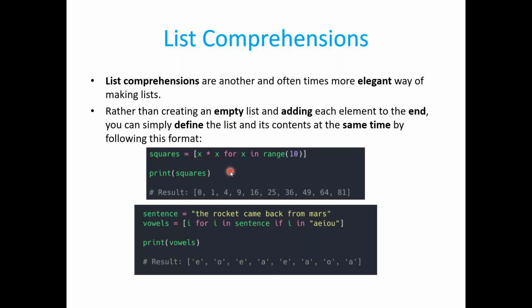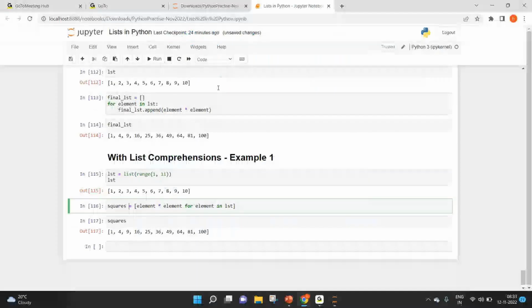Now we will do one more example. So suppose I have a sentence. If it is a vowel, then I have to put it into a vowels list. First we'll do it without using list comprehension.